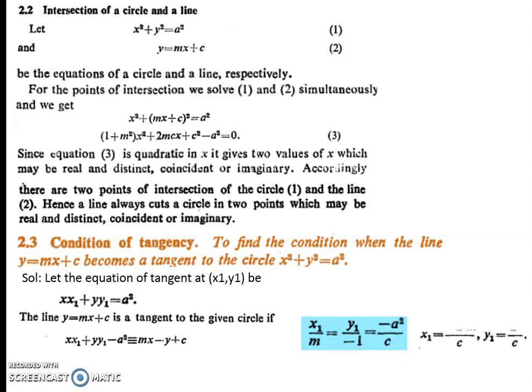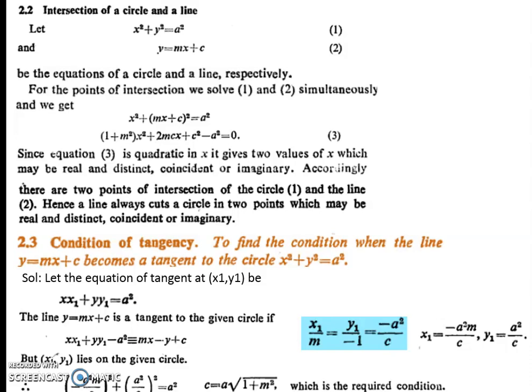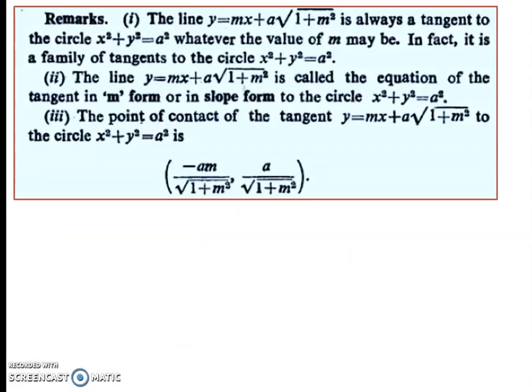So x1 becomes minus a square m by c, and y1 becomes a square by c, and substituting these values in the given circle, we got c is equal to a into under root 1 plus m square. And when we substitute this value of c in the given line, that is y is equal to mx plus c, we got the required condition. So now come to another one.